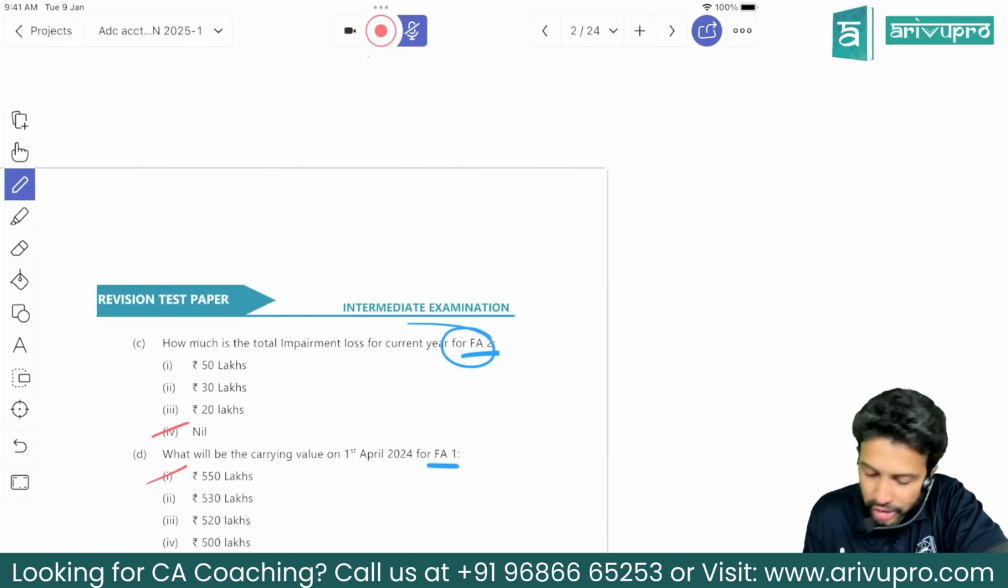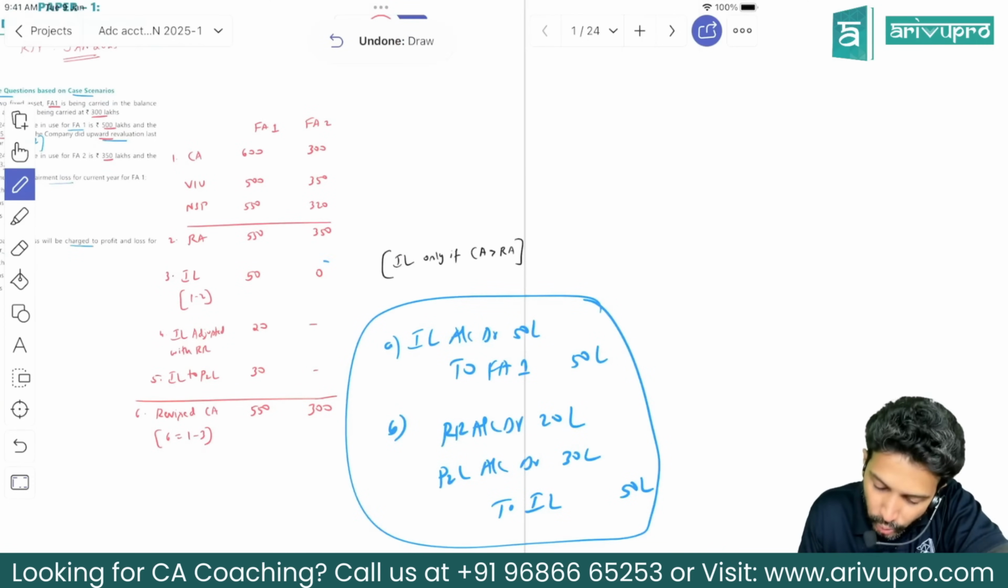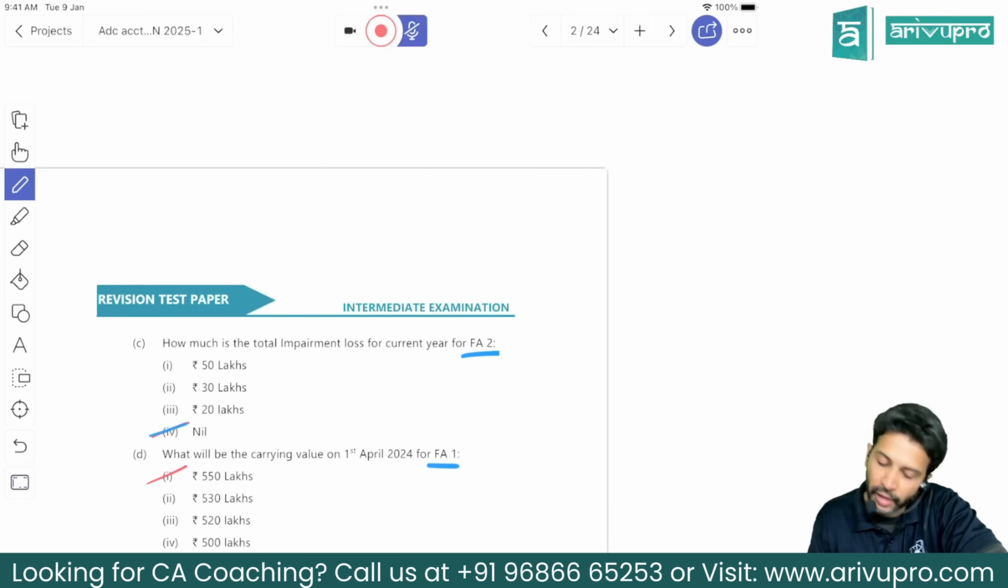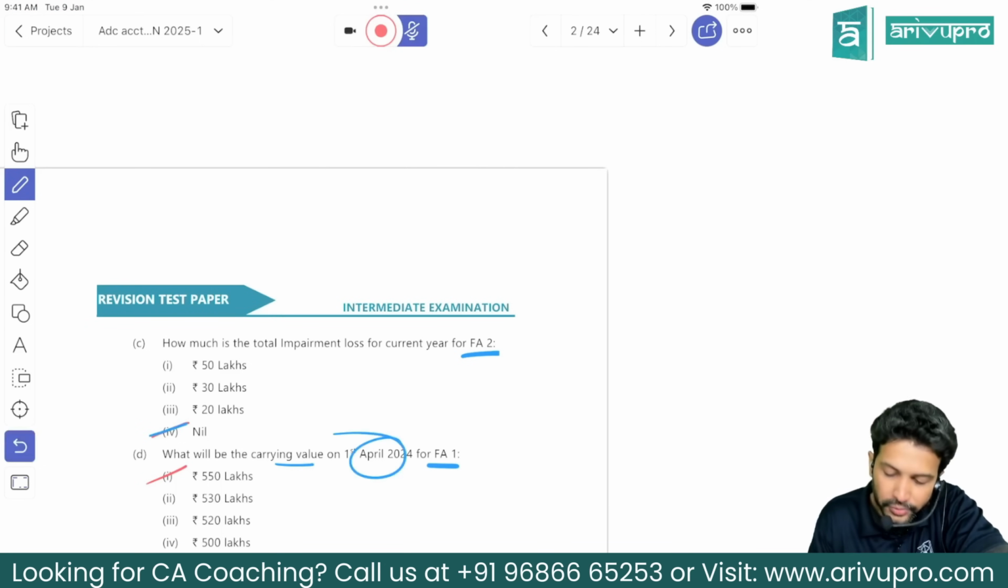How much is the impairment loss for FA2? Is FA2 impaired? No. The impairment loss for FA2 is 0. So which option has 0? The fourth one, the last one.